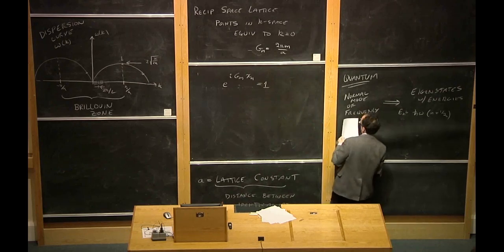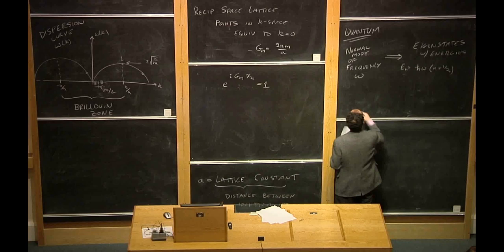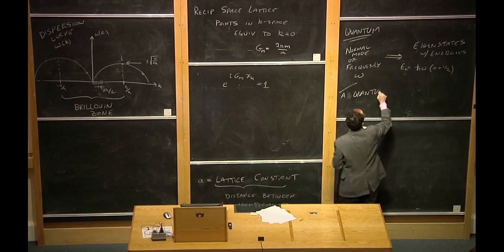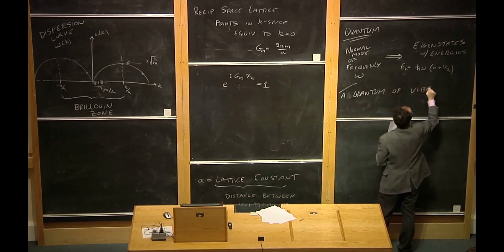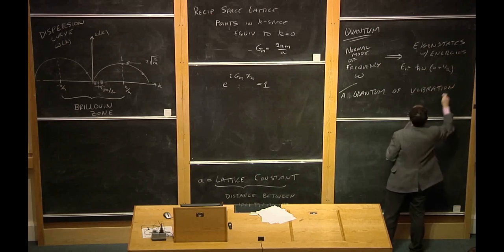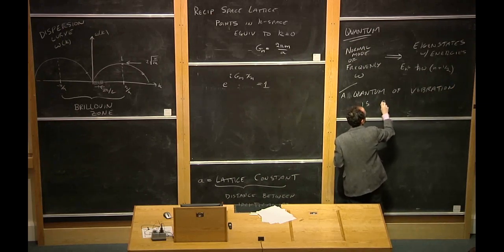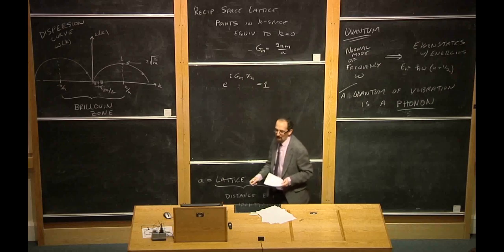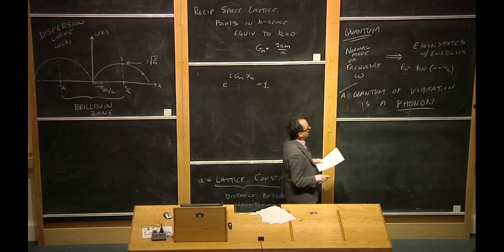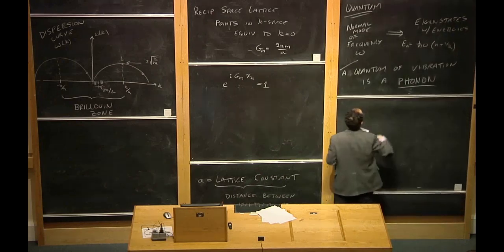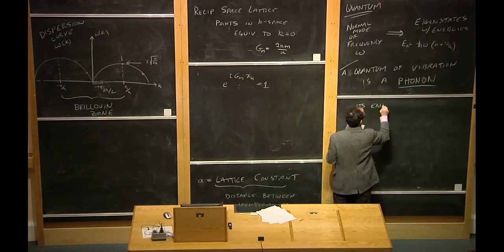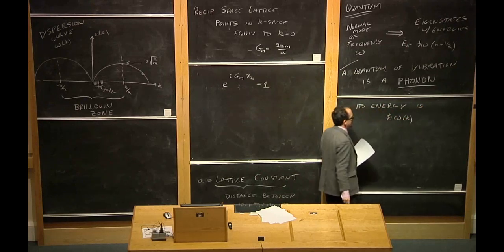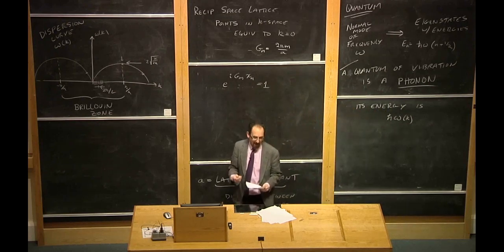Now, this is an important definition. A quantum of vibration is known as a phonon. This is entirely analogous to a quantum of light being a photon, and its energy is h bar omega of k, depending on which k we're actually considering.